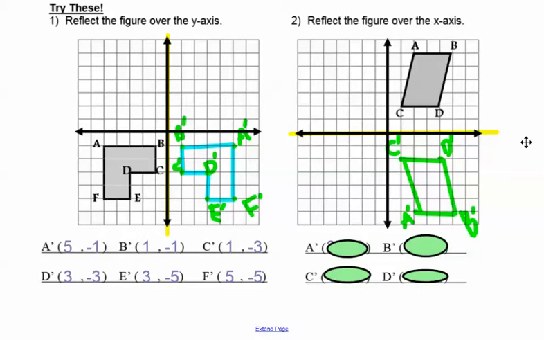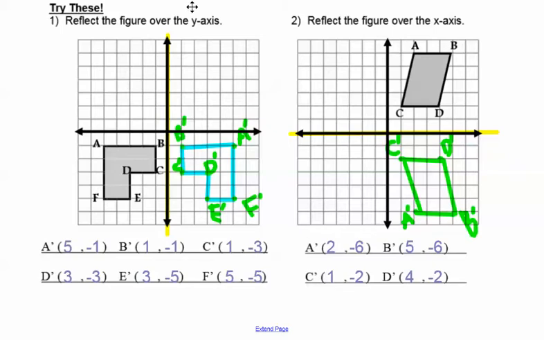All right, and then last, we also need to be able to say what our transformed coordinates are. A prime is going to be 2, -6. B prime, 5, -6. C prime is going to be 1, -2. And D prime, 4, -2.